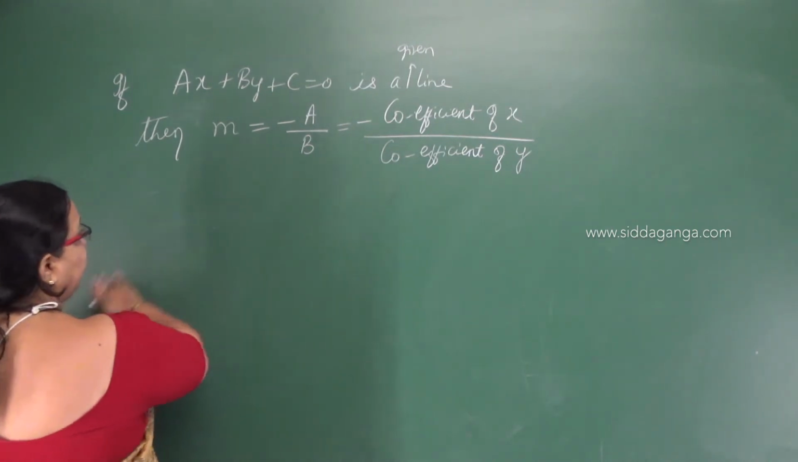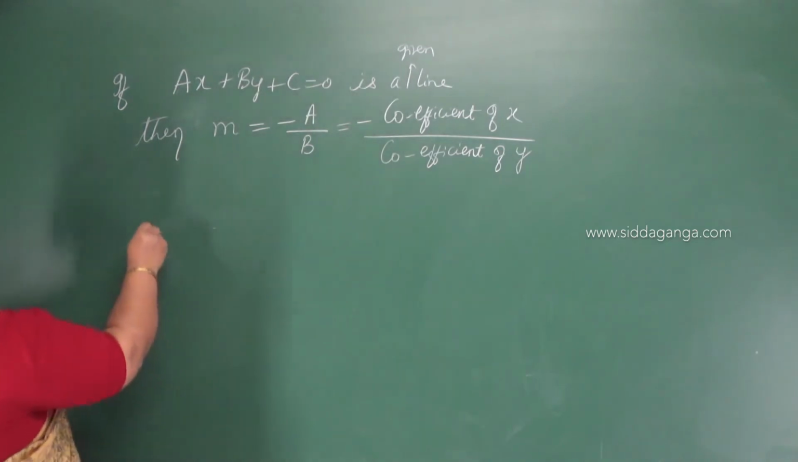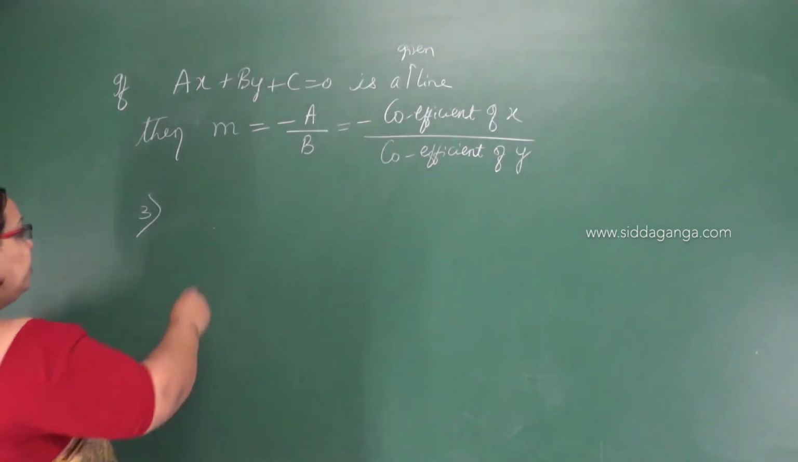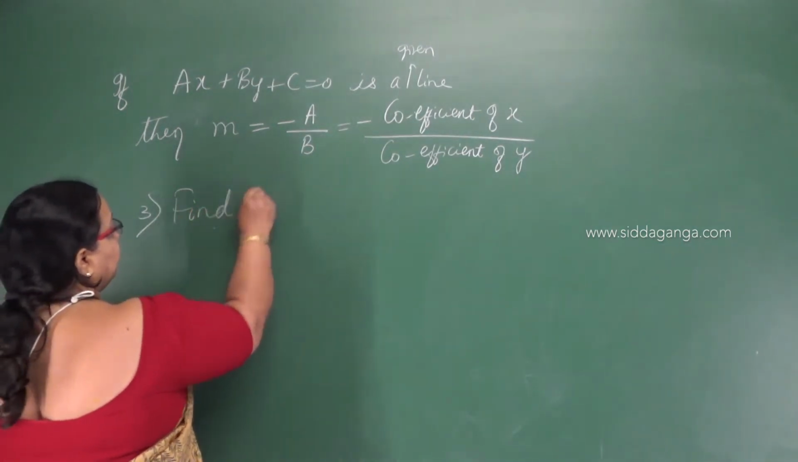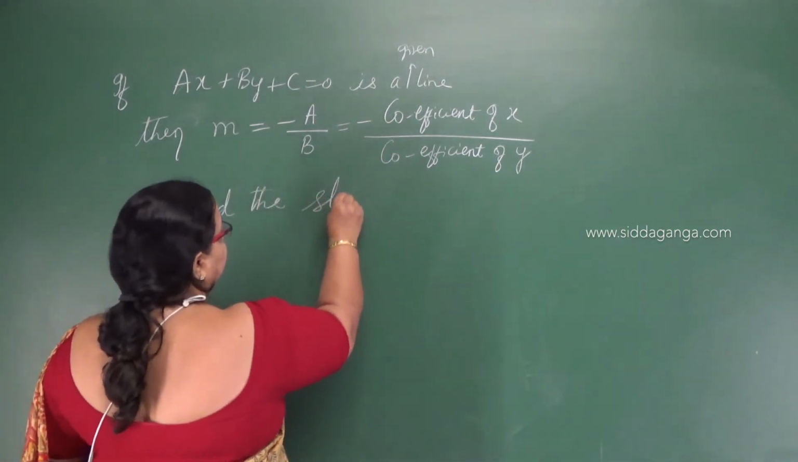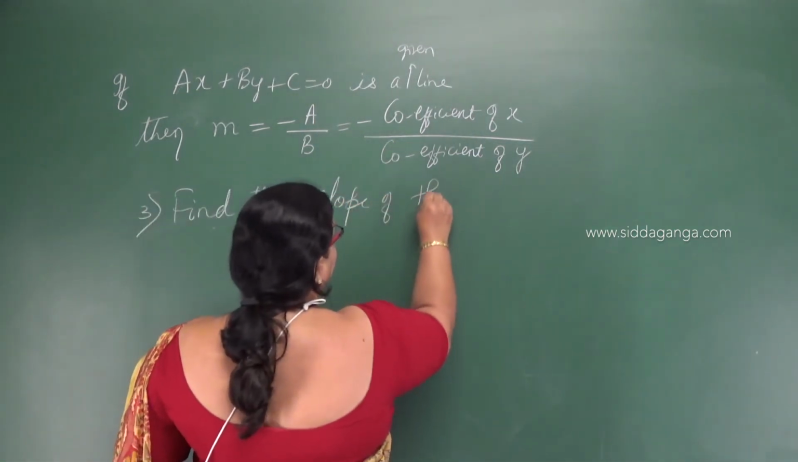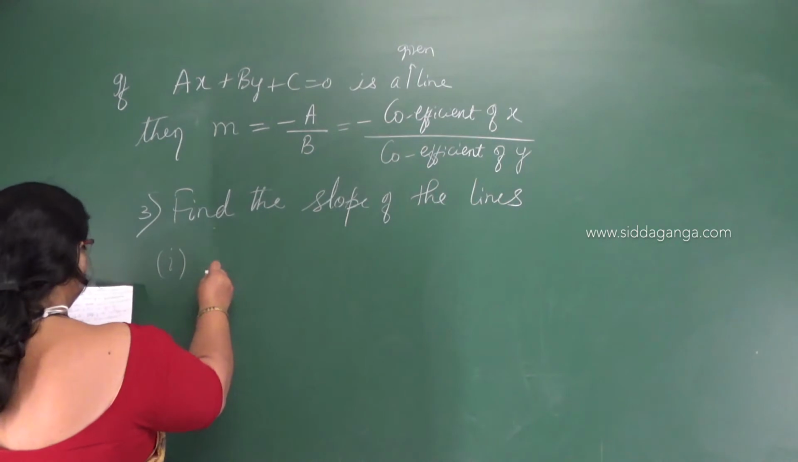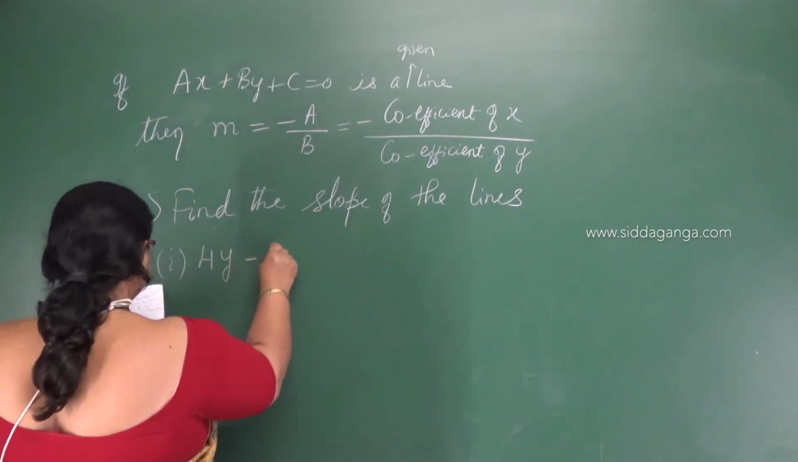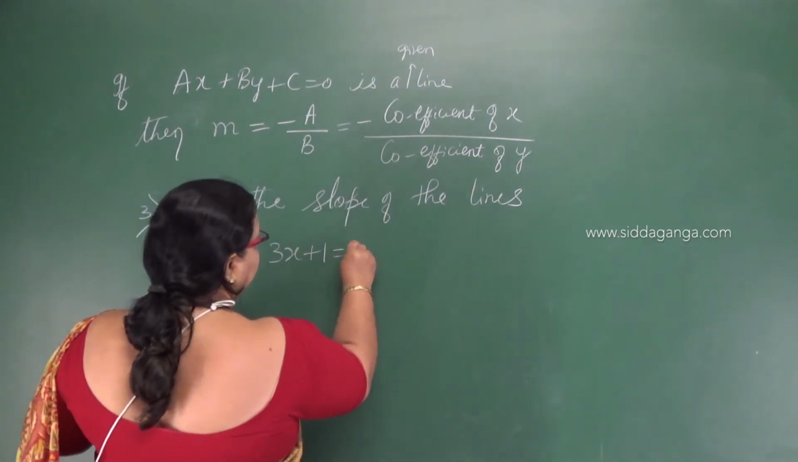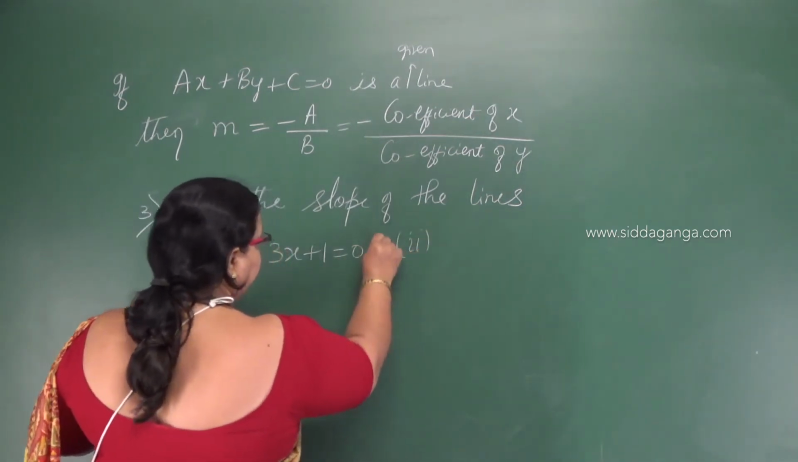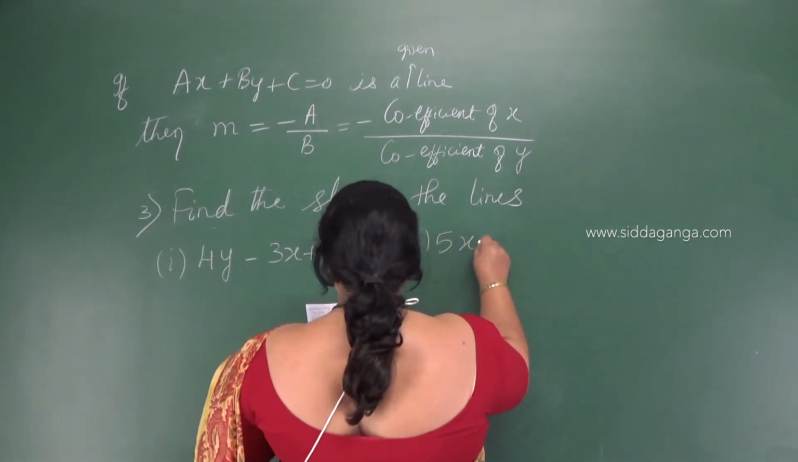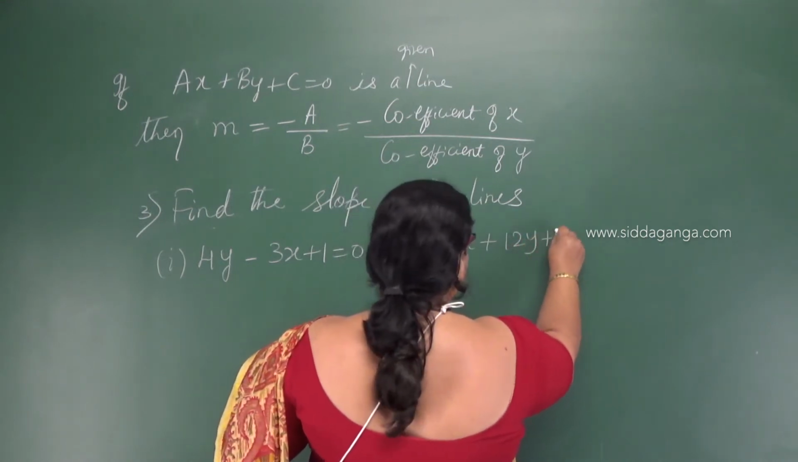Now we have to come to the problem. Next example here is: find the slope of the lines. First problem, 4y minus 3x plus 1 equal to 0. Second problem, 5x plus 12y plus 3 equal to 0.